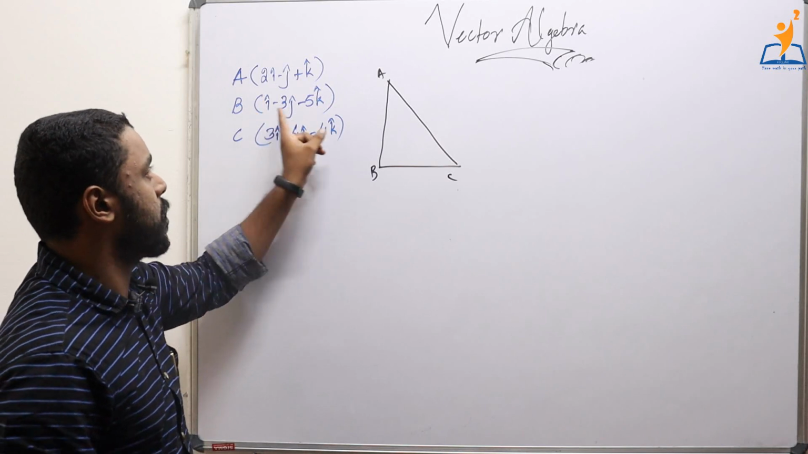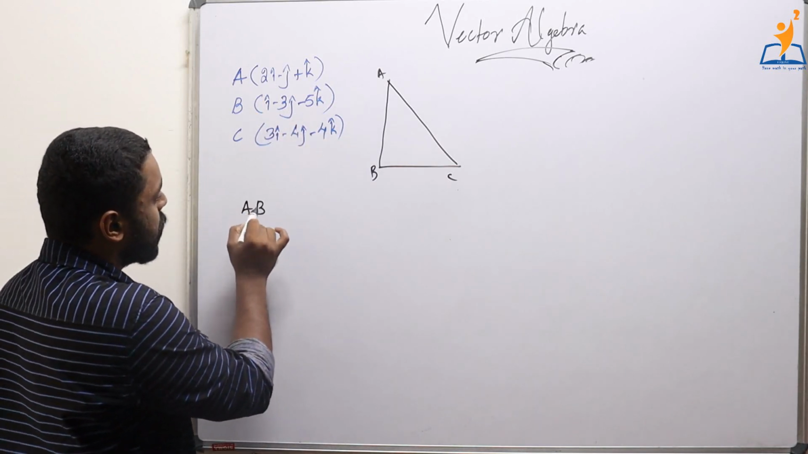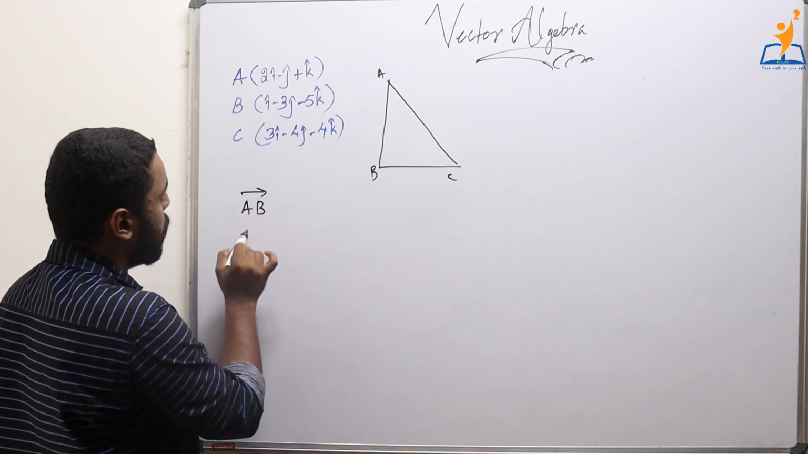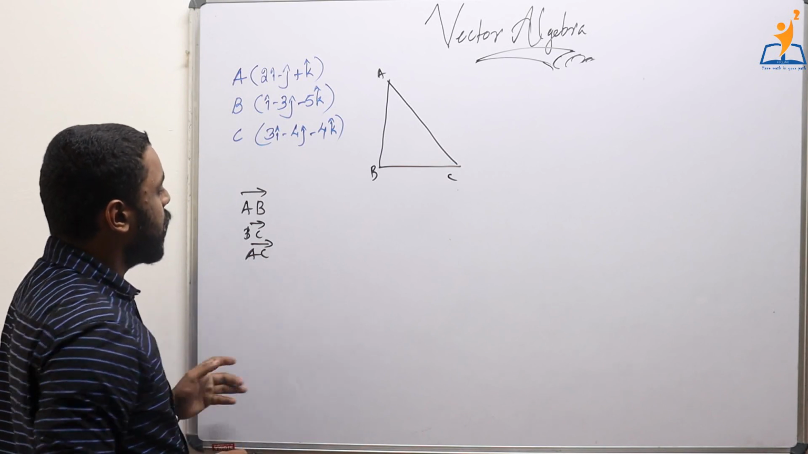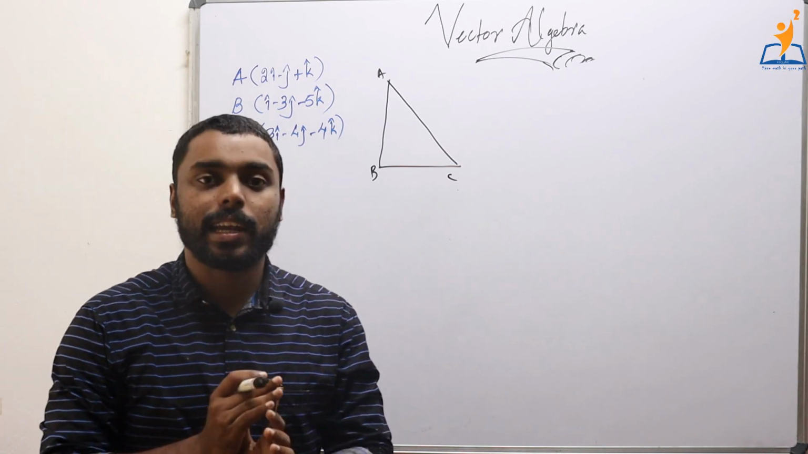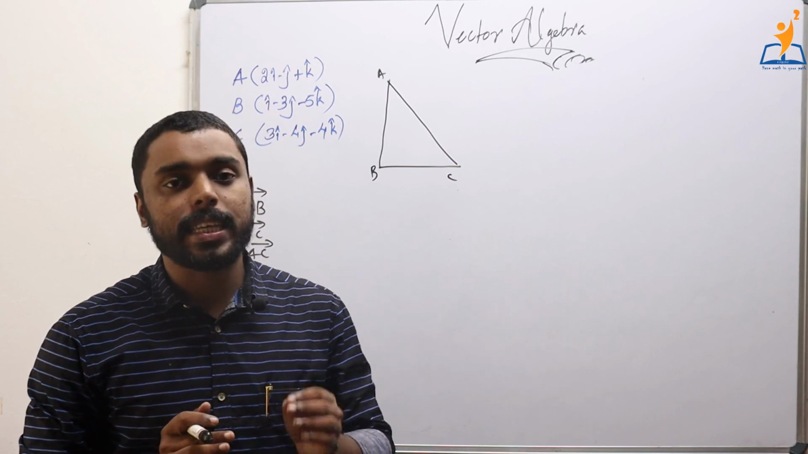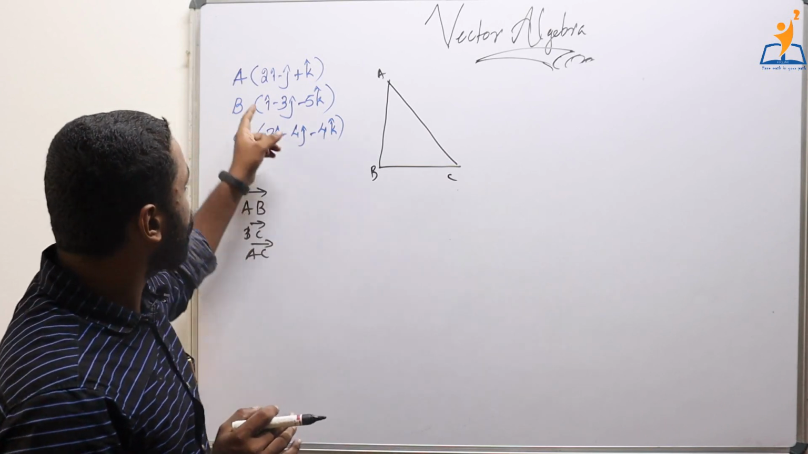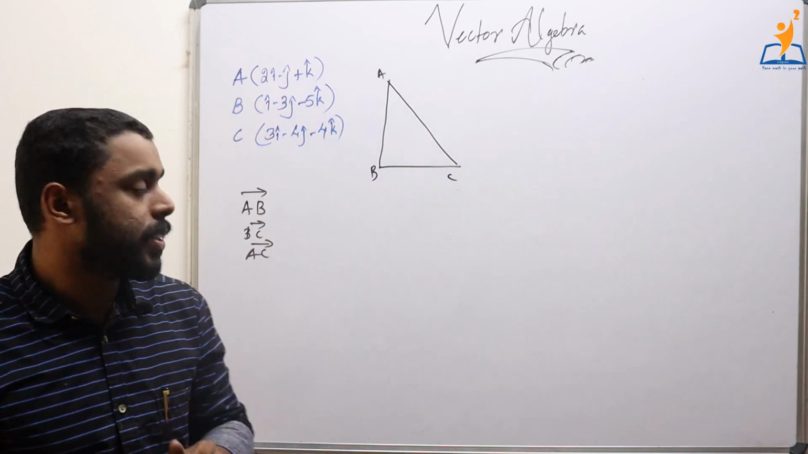These are the position vectors of each point. From this we can find the side AB, vector AB, vector BC and the vector AC, because in order to prove that this is a right angle triangle, first of all we have to find the 3 sides of the right angle triangle. Here we are given the 3 points of the triangle and we have to find the 3 sides.